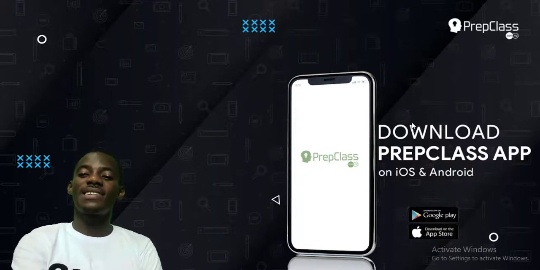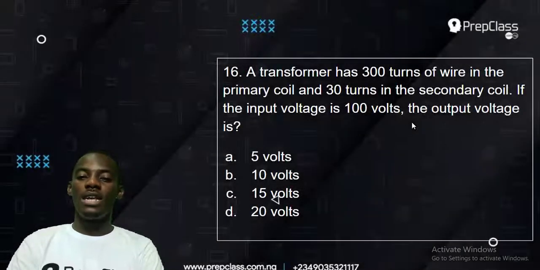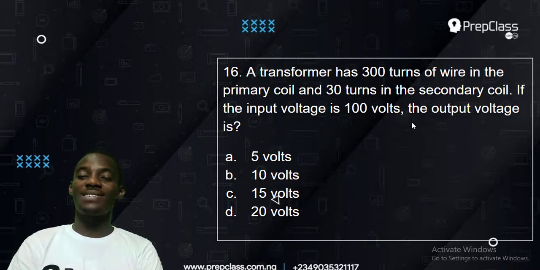Now let's check number 16. The question says a transformer has 300 turns of wire in the primary coil and 30 turns in the secondary coil. If the input voltage is 100 volts, the output voltage is: A, 5 volts; B, 10 volts; C, 15 volts; D, 20 volts.